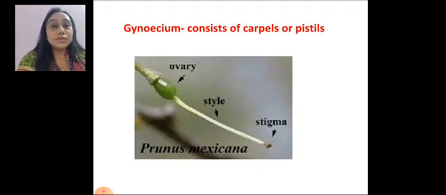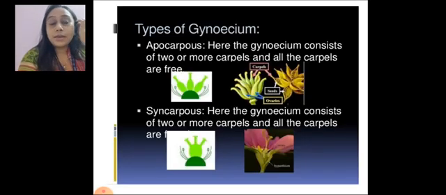Now we will move to the 4th whorl of the flower, that is gynoecium. Gynoecium is the female reproductive whorl, and the gynoecium consists of the carpels and pistils. We all know that the carpel or pistil consists of the stigma, the style and the ovary, and inside the ovary there is an ovule. We know all these things from class 10 onwards. Now we don't know the types of gynoecium. Gynoecium are of 2 types, apocarpous and syncarpous.